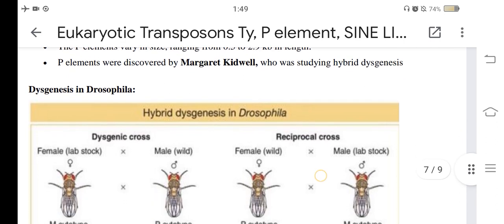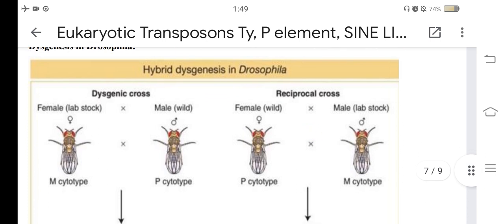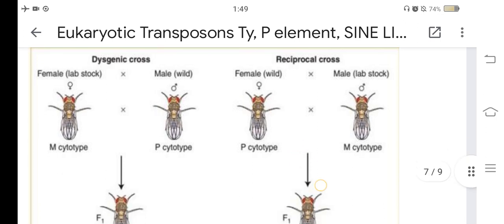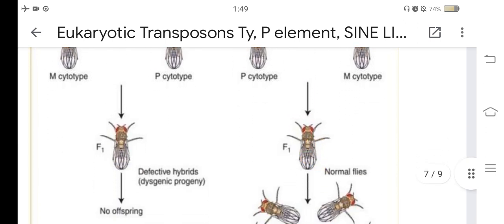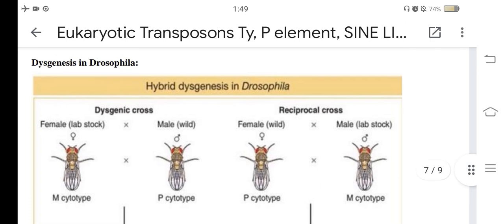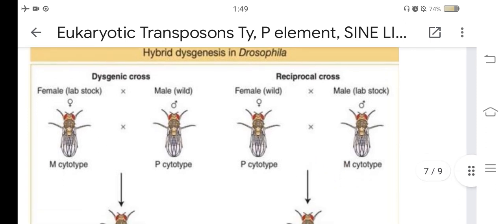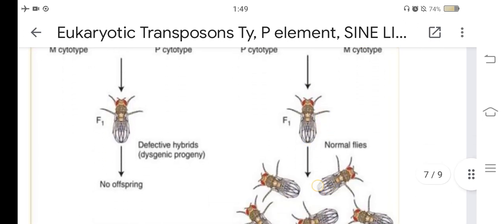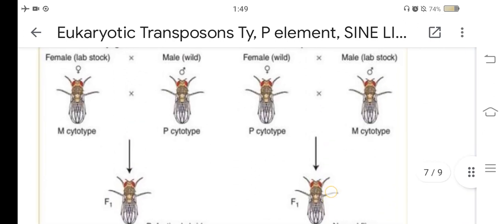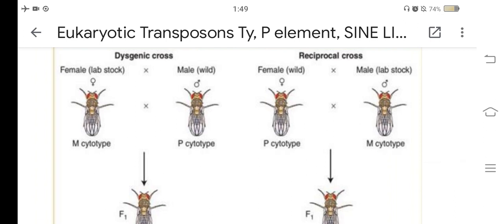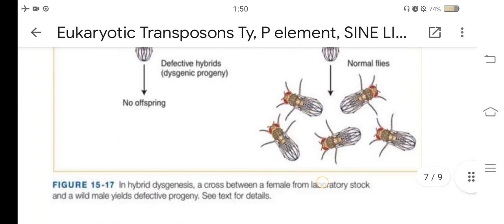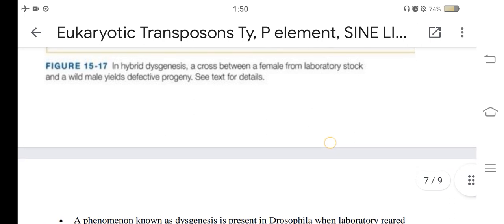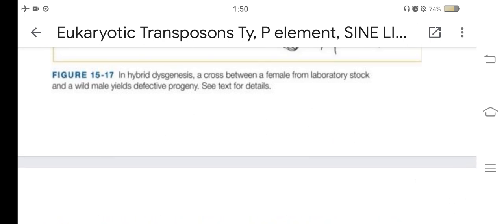Hybrid dysgenesis in Drosophila. Dysgenic cross: female lab stock, M cytotype, and male wild, P cytotype, give F1 defective hybrid, dysgenic progeny, no offspring. But the reciprocal cross, female wild P cytotype and male lab stock M cytotype, produces normal F1 flies. In hybrid dysgenesis, a cross between a female from laboratory stock and a wild male yields defective progeny.